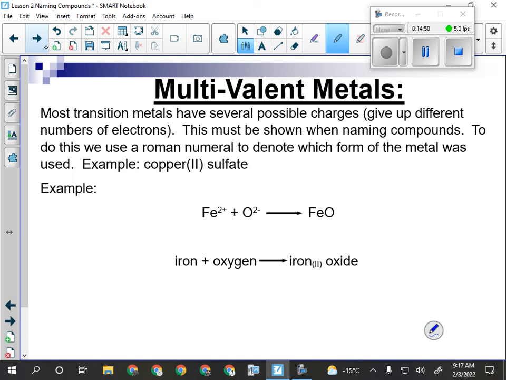Or iron 2 oxide. Now, how did I know that this iron had a 2 charge? Because oxygen has a -2 charge. There's one oxygen here, it's -2. There's one iron here, it's got to be +2. If there were 2 irons there, then the iron would only have a charge of 1. Everybody okay with that? What would this one be?